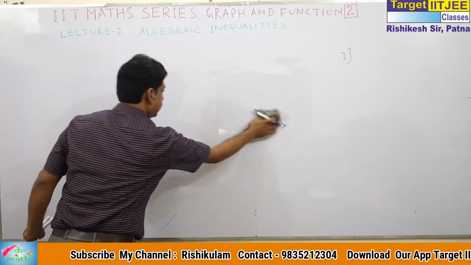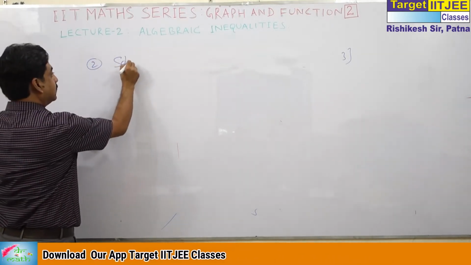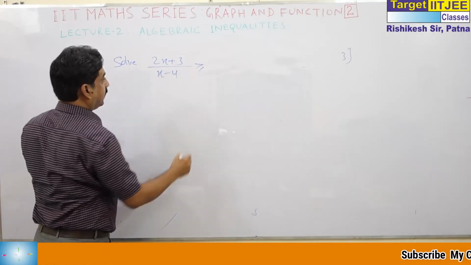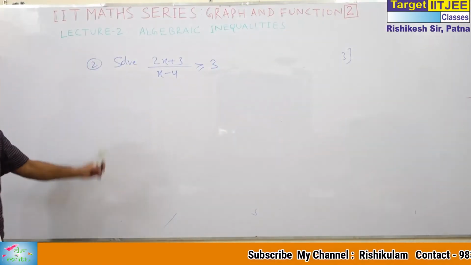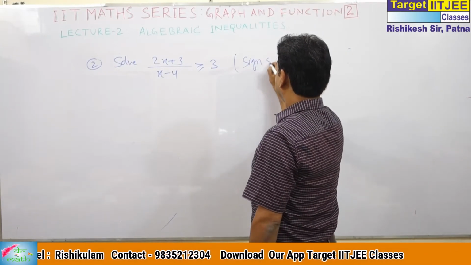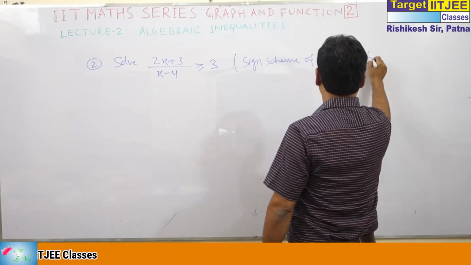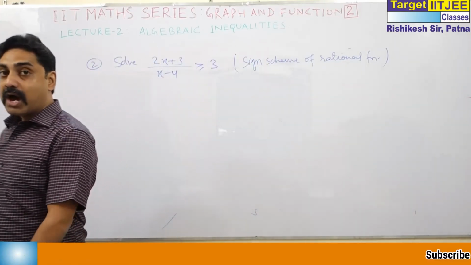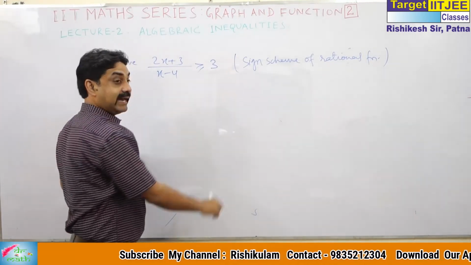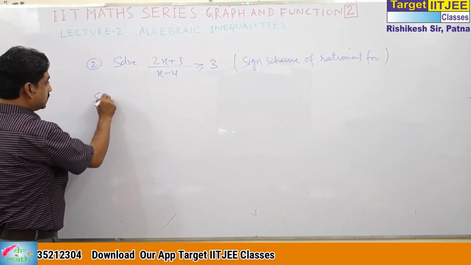Now, number 2. Suppose I have given you: solve (2x plus 3)/(x minus 4) greater than or equal to 3. Now how to do this? I will do this with the sign scheme of a rational function. I have told earlier that we cannot transfer this to the other side, so let's now see the process.